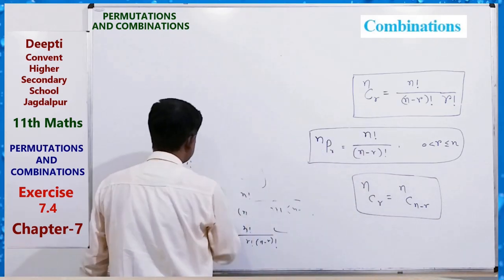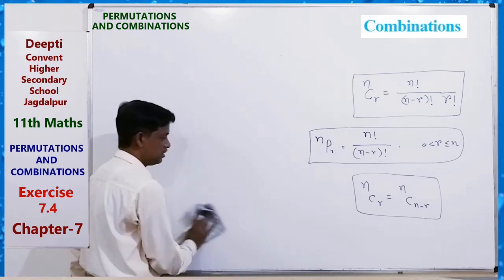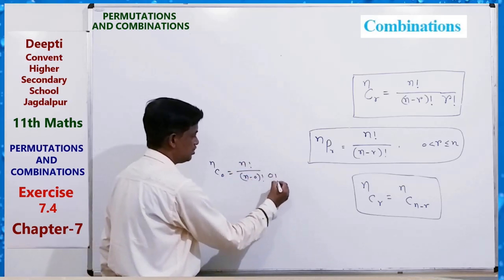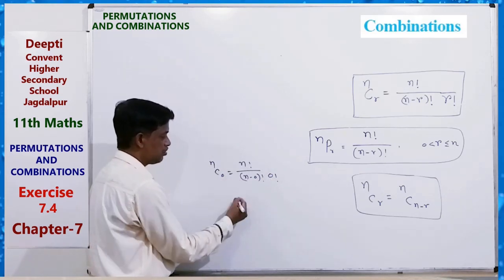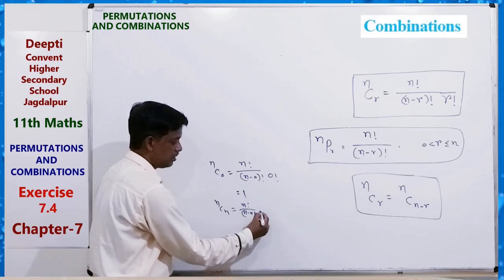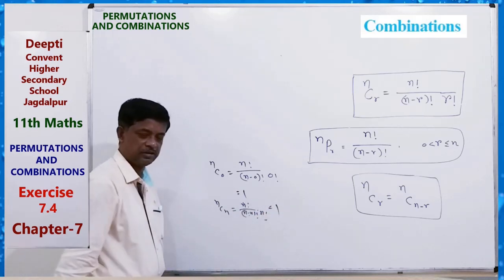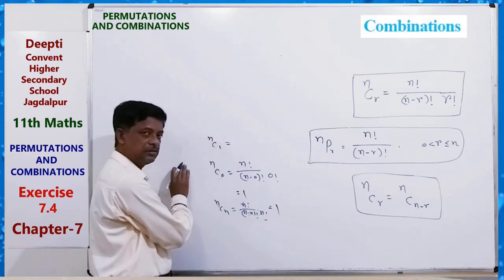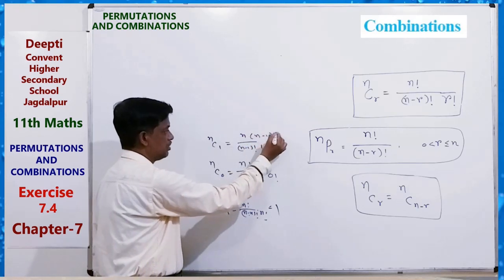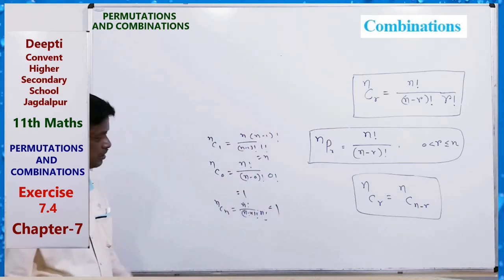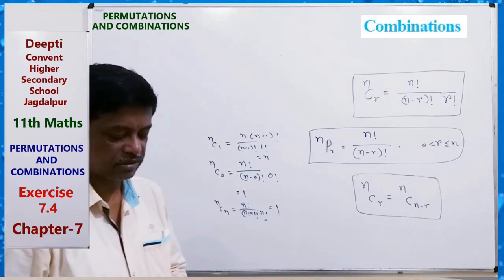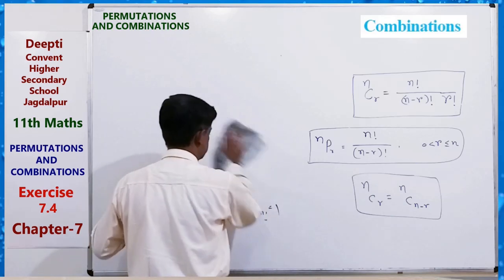Also nC0 equals n factorial upon n minus 0 factorial into 0 factorial. 0 factorial is 1, so n factorial cancels and this is 1. Clear? nCn is n factorial upon n minus n factorial and n factorial, so this is also 1. nC1 equals n factorial upon n minus 1 factorial into 1 factorial. n can be written as n into n minus 1 factorial, so this cancels, equals n. So solving nCr is very simple. nCr gives the number of ways of selecting r objects from n objects.